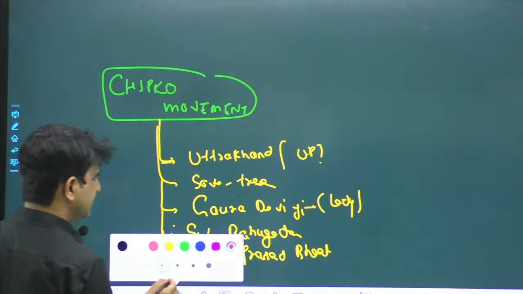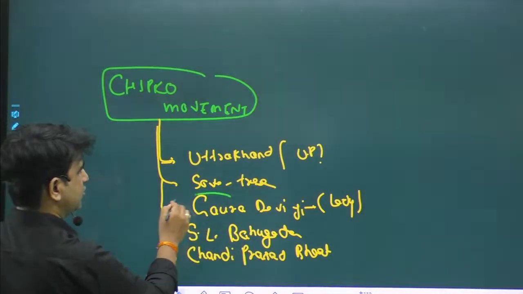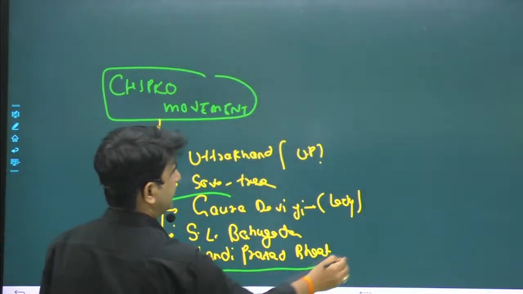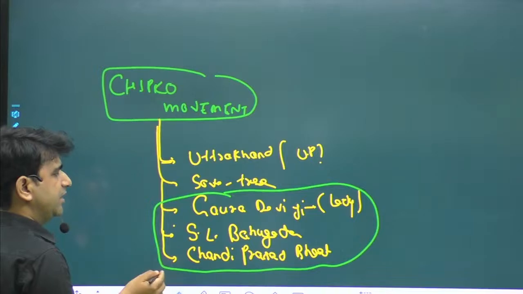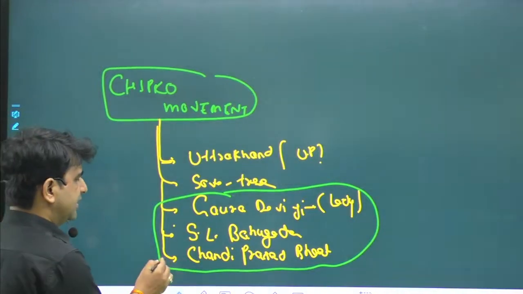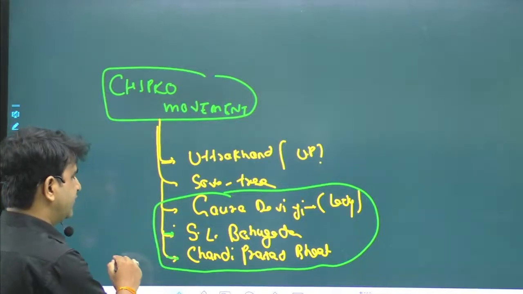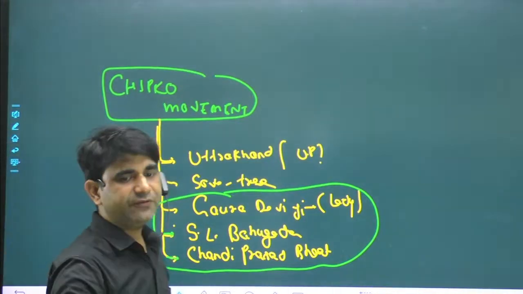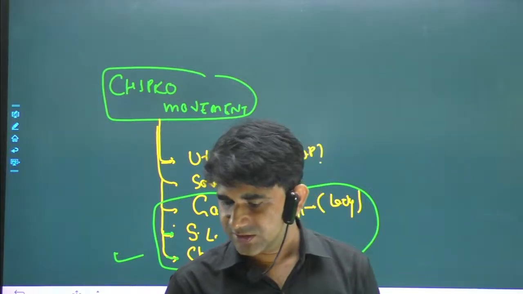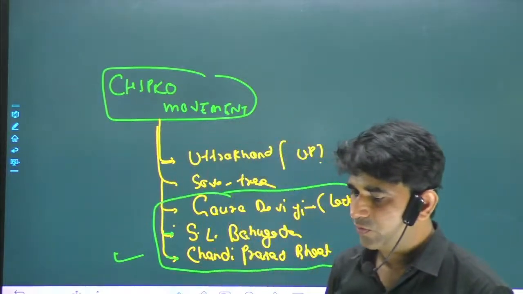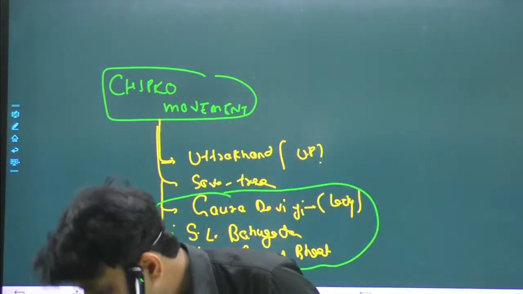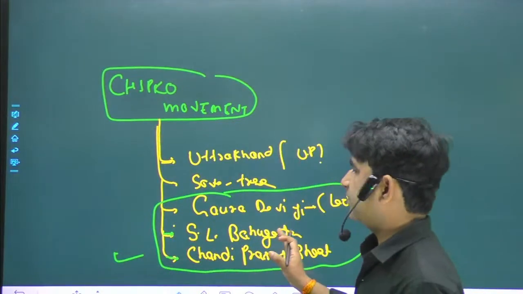So these three people are very famous: Gaura Devi, Sundarlal Bahuguna, and Chandi Prasad Bhatt. Mainly the question was asked between Chandi Prasad Bhatt and Sundarlal Bahuguna, and in that condition you have to say Chandi Prasad Bhatt had a huge role in that movement. Then option D is correct. I don't know the correct option, so that will be the correct option.